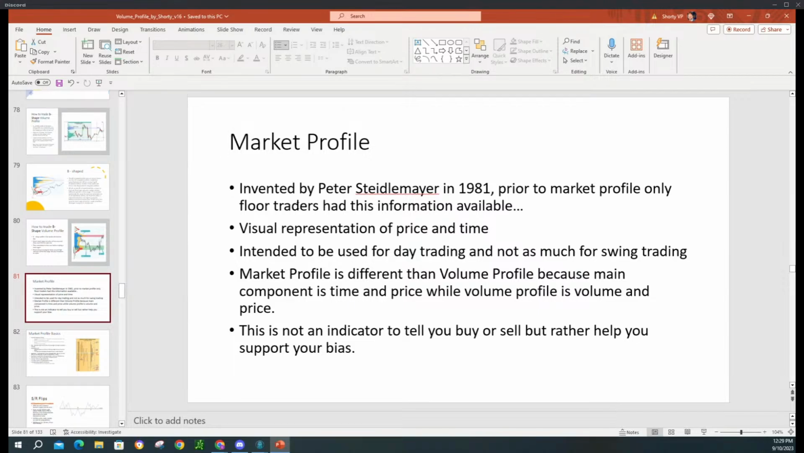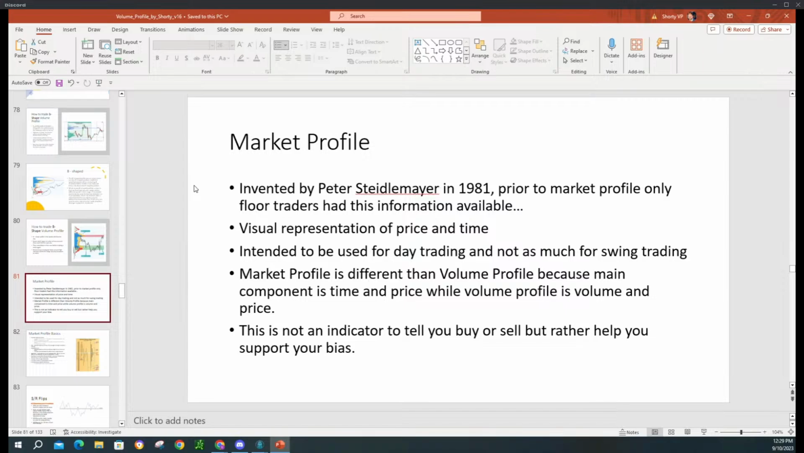Now you get into a little bit of market profile. Volume profile focuses a little bit more on volume. Actually, all of it's focused on volume, while market profile focuses on time. Peter invented this, and prior to him inventing this, there was no way to know it unless you were a floor trader, on the CBOE. You did not have data to see this. Then he came up with the market profiles.